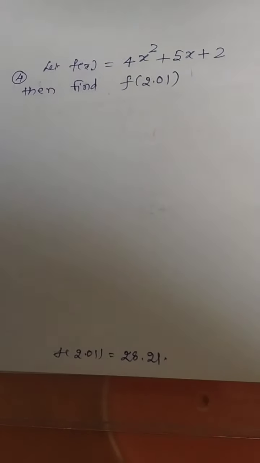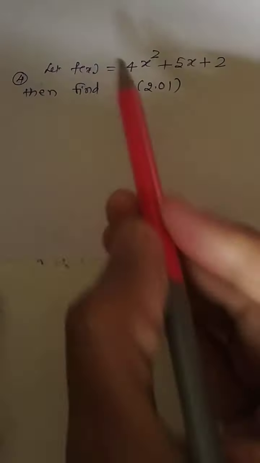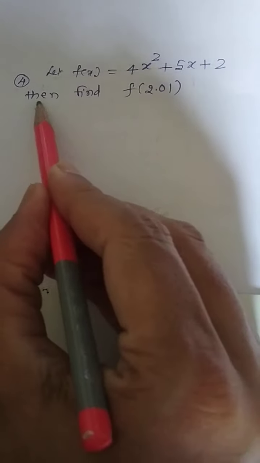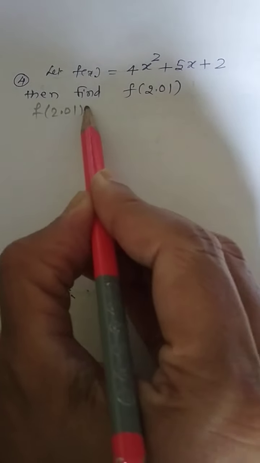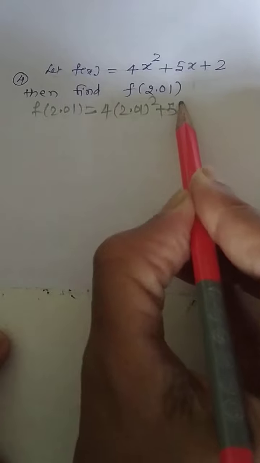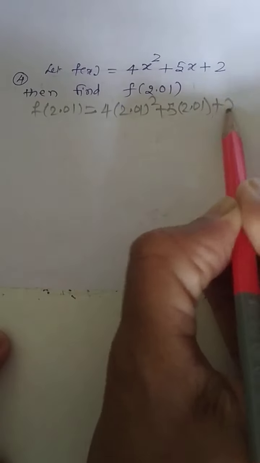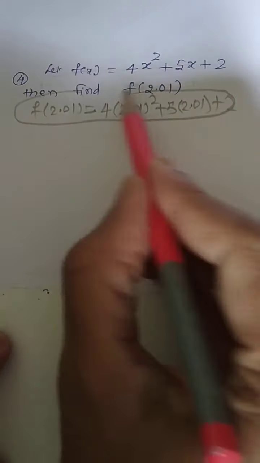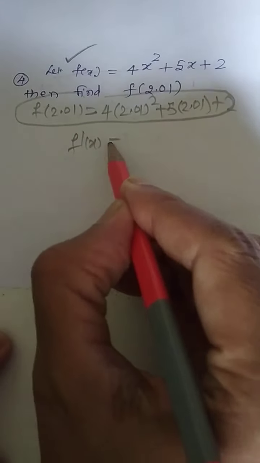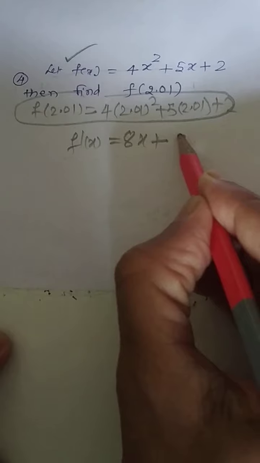This question is simpler than the previous question. Look here, let f of x is nothing but this. Find out f of 2.01. That means f of 2.01 will be nothing but 4 times 2.01 the whole square plus 5 into 2.01 plus 2. This is nothing but the previous question, but a better option: f of x is given. So find out f dash of x. F dash of x is nothing but 8x plus 5.